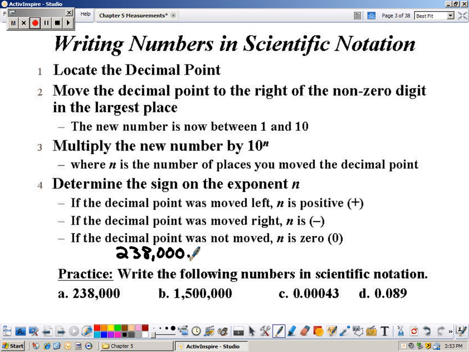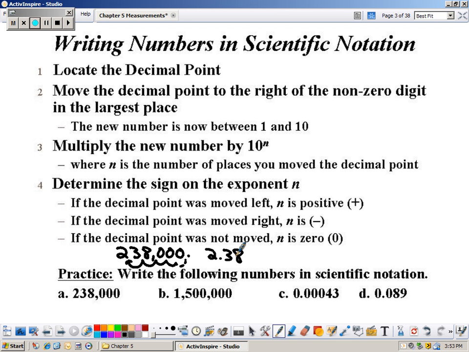Step 2, it says move the decimal point to the right of the non-zero digit in the largest place. So the largest place is the 2. That's the 100,000ths place. So you're going to put the decimal to the right of the 2. In order to do that, you have to move the decimal 5 places to the left. So 1, 2, 3, 4, 5. And that'll give us a number that's between 1 and 10. It'll give us 2.38.